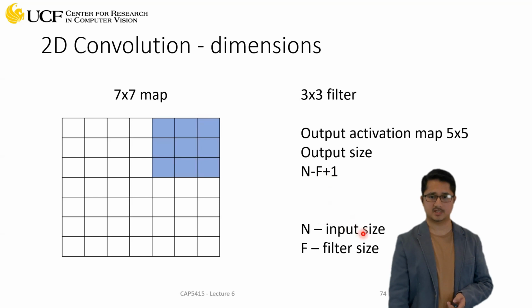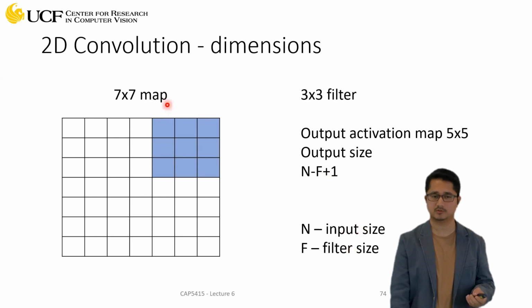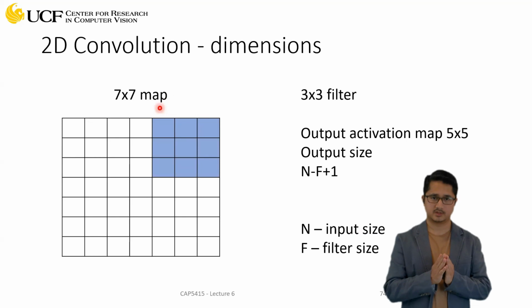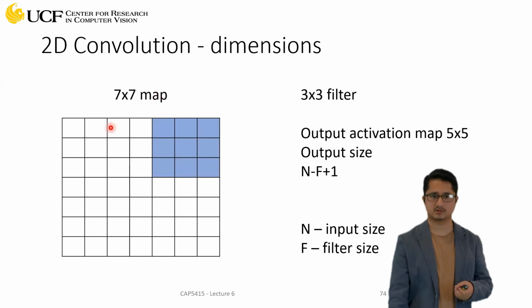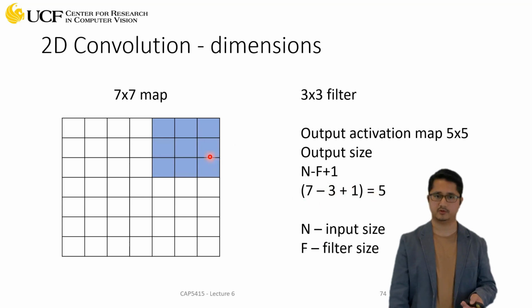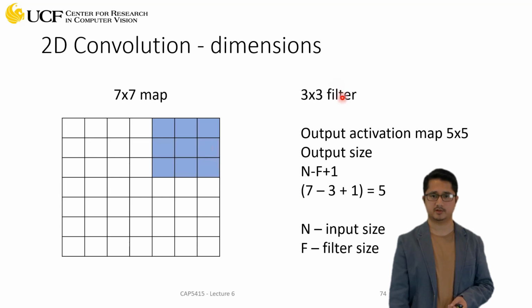So that's input size and filter size. Usually our feature maps are of an even shape, so it will be 7x7, 8x8 or something like that, and your filters are also symmetric. You don't use odd shaped filters. Then you can put these values in this equation, and that's going to give you 5. You can replace them with whatever values you have, depending upon the size of your activation map and your filter, and you can get the shape of the output activation map.